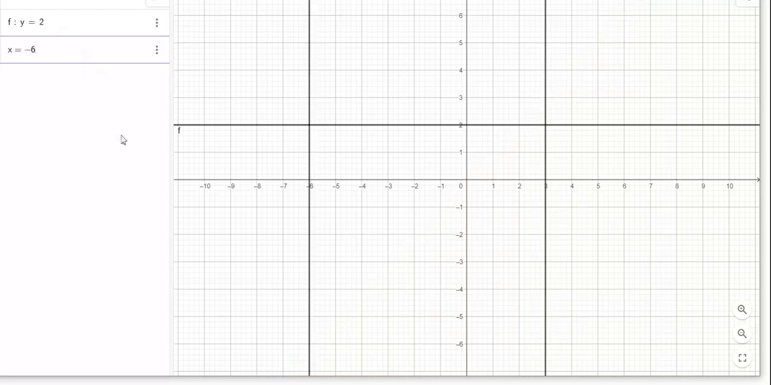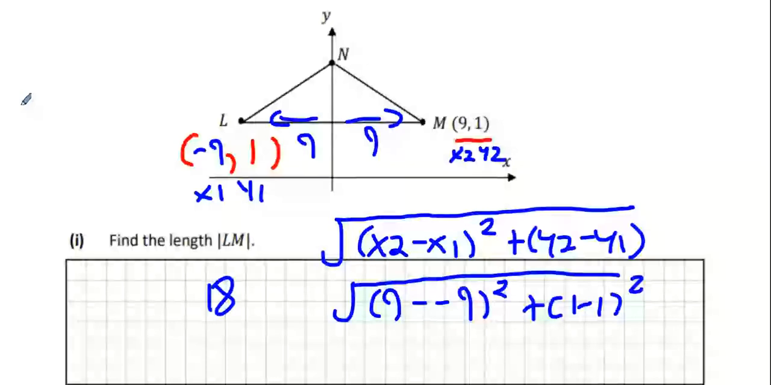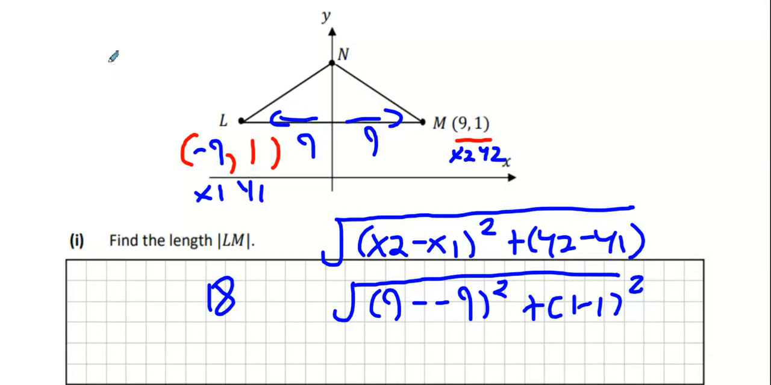Everybody okay with that? Now, we go back to our question with this knowledge, okay? Write down the equation of LM. LM is horizontal. You have two choices. It's either x equals or y equals. X equals is vertical. Y equals is horizontal. So which one is it? A horizontal or a vertical?